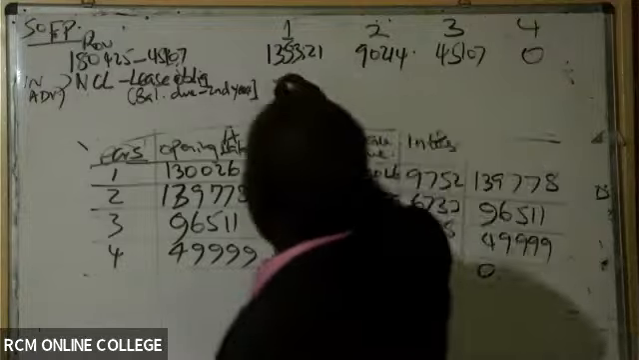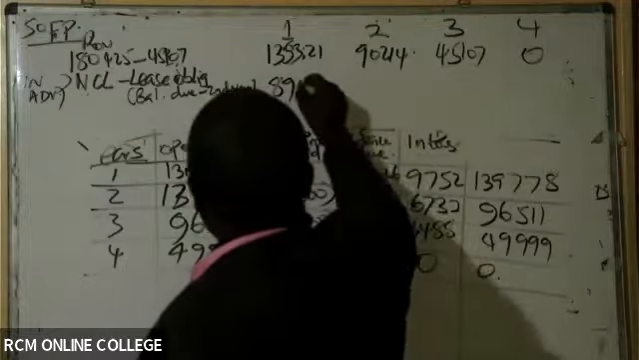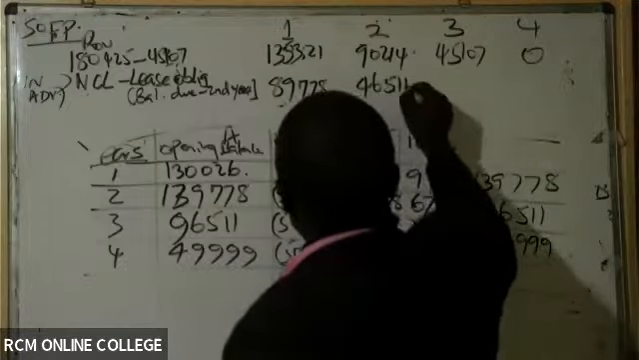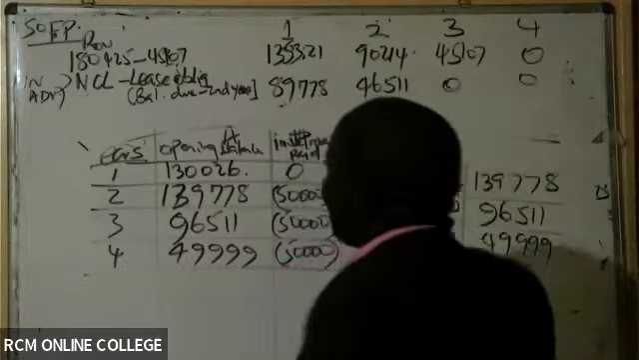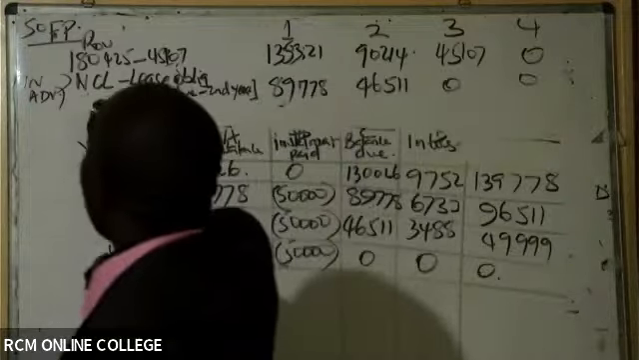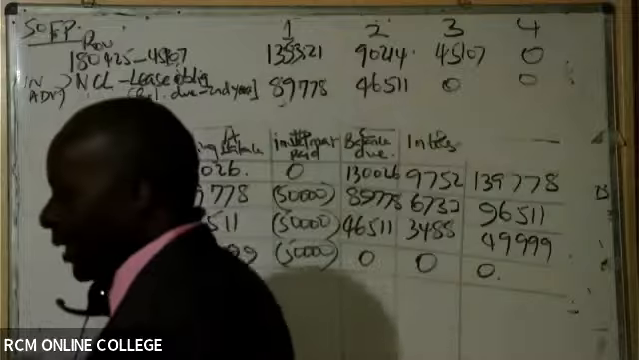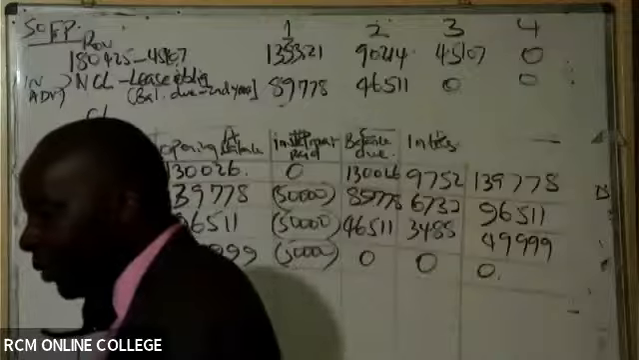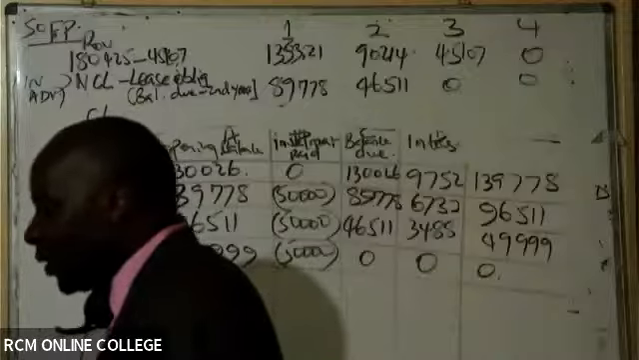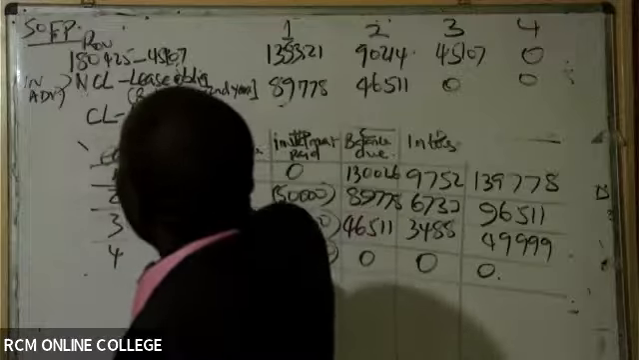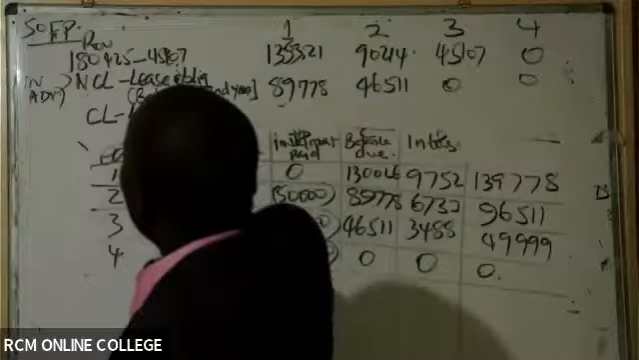So hapa inakuwa 89,778. Hapa inakuwa 46,511. Hapa inakuwa 0, like that. Alafu nakuja kwa current liability. So under current liabilities, ladies and gentlemen, in this case you shall pick lease liability. You shall pick in this case the installment.